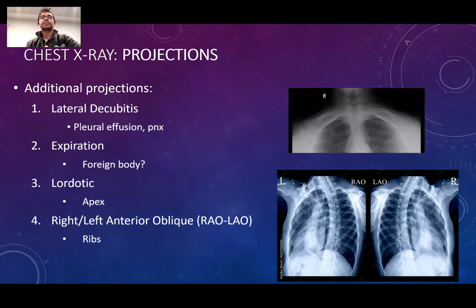For expiration graphs, you can see the foreign bodies and air trapping much easier, because if the air is trapped, on an expiration radiograph you see it better. The lordotic ones on the top here, you can see the apex of the lungs better. And on the right side, we are seeing a small nodular lesion here, if you're seeing it, I don't know. Also, the right and left anterior oblique graphs, we sometimes do in patients who are suspected of costal fractures. You see the ribs much better with this.